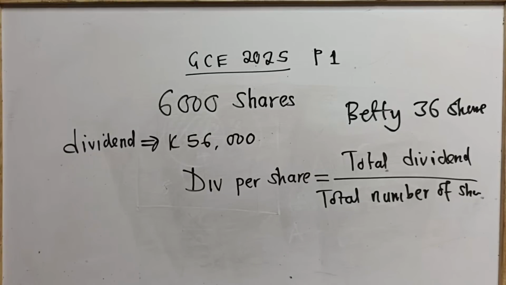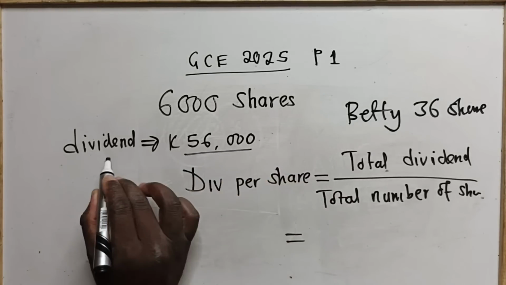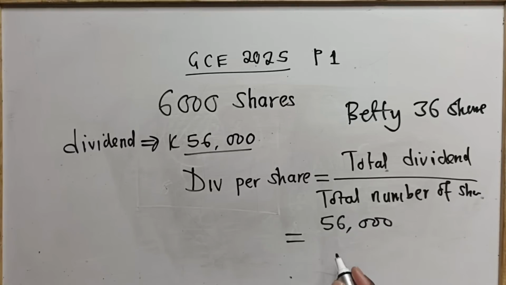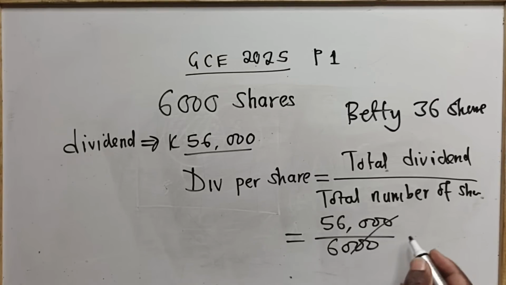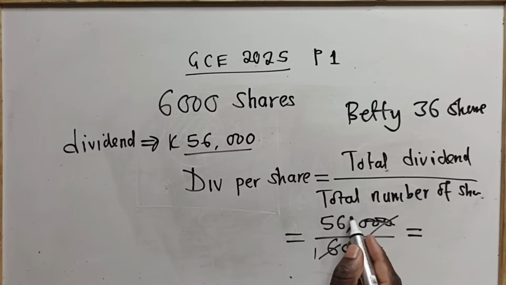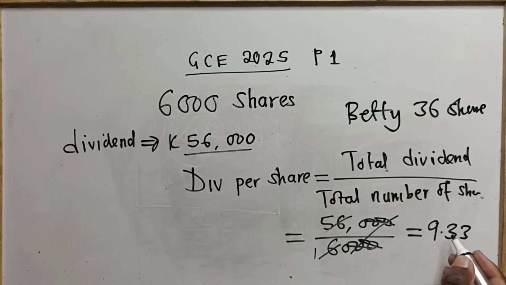So now when we look at this, what is the total dividend? They have given us the dividend, which is 56,000. And then over the total number of shares, it's 6,000. When we divide here, the 3 zeros will cancel out. So 6 into 56 gives us 9.33. That's what we've gotten.